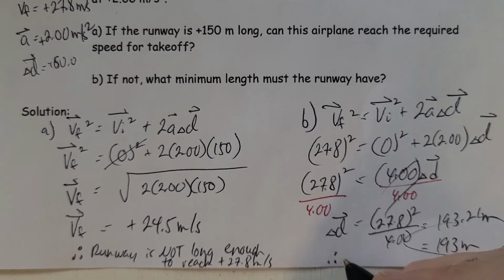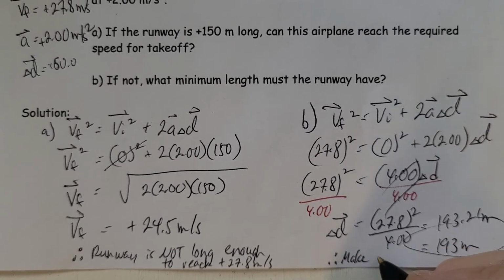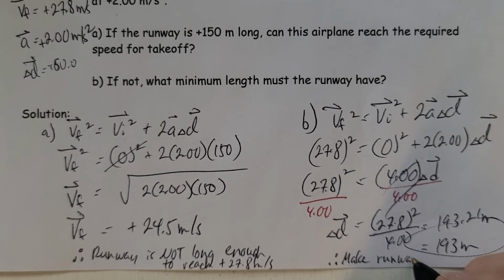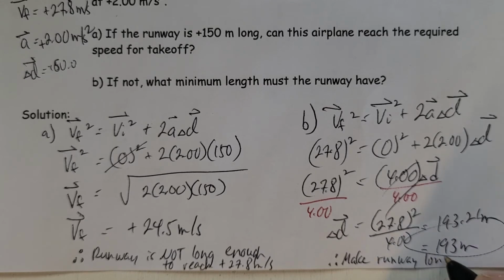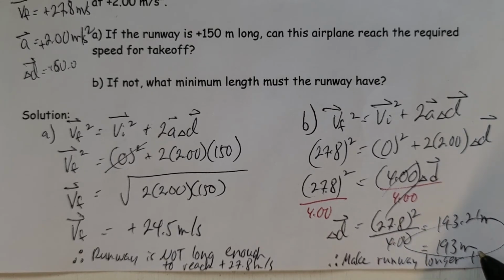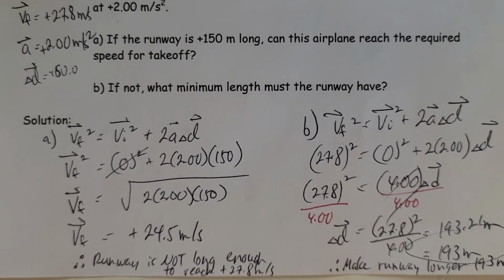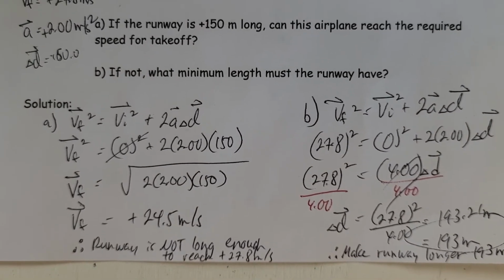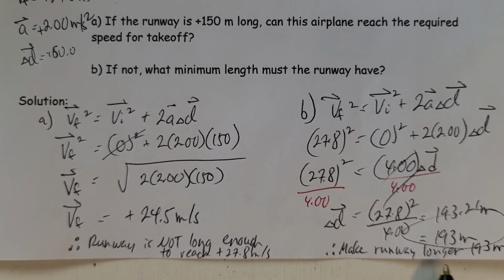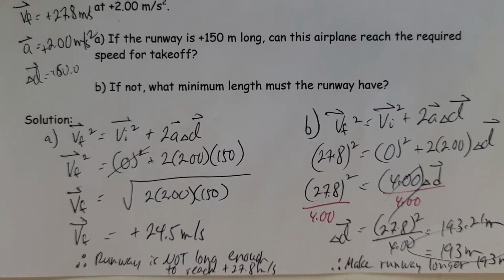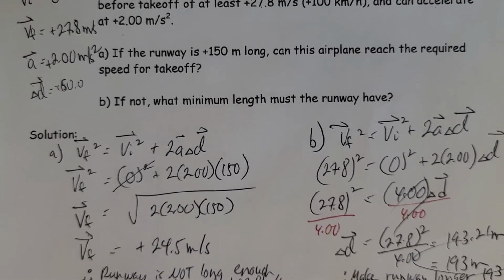So therefore, make the runway. So we wouldn't make the runway exactly 193. We'd likely do the error. We'd likely make it a little bit longer than 193. So right there, make the runway 193. Okay, take a look at the next question.